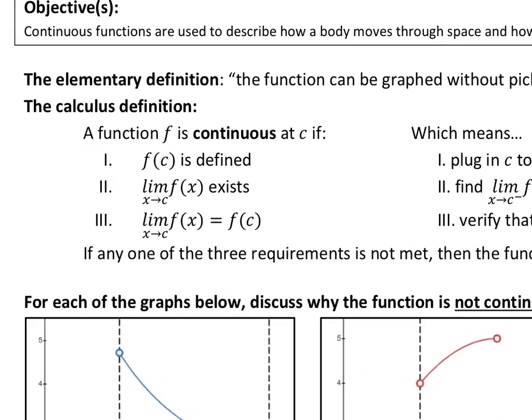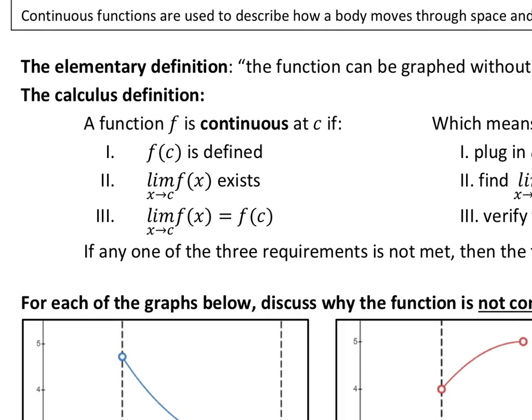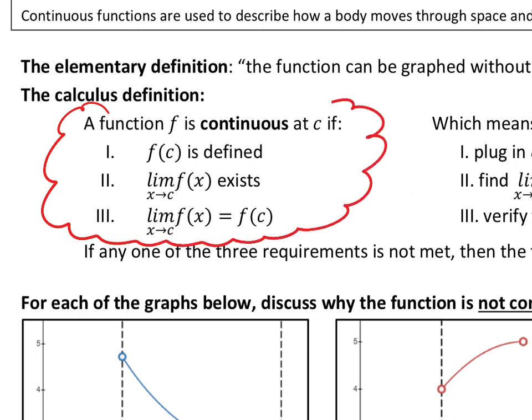The definition of continuity is this right here. So we're going to read this. It has 3 requirements. The function f is continuous at some point c, so an x value of c, if, number 1, f of c is defined. Number 2, if the limit as x approaches c exists. Number 3, if the limit as x approaches c is the same as the evaluation at c.